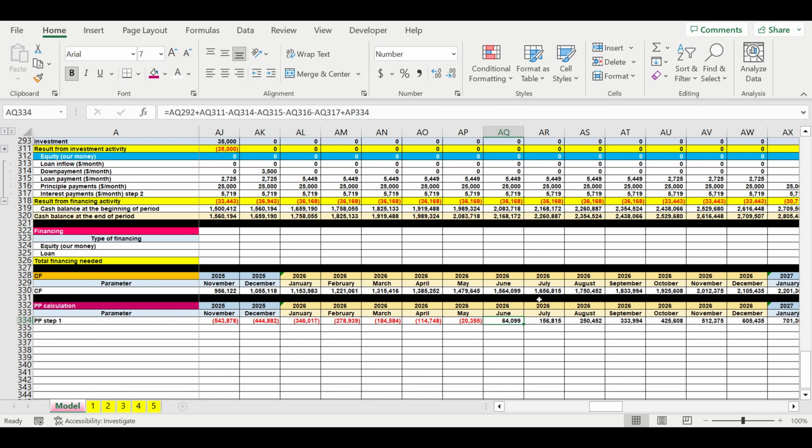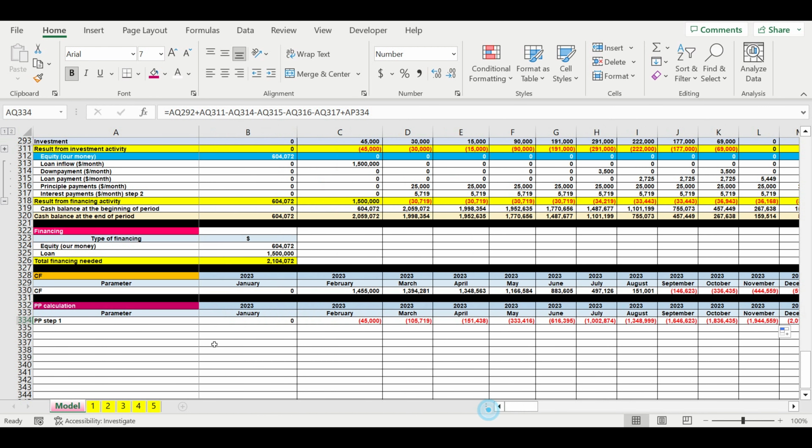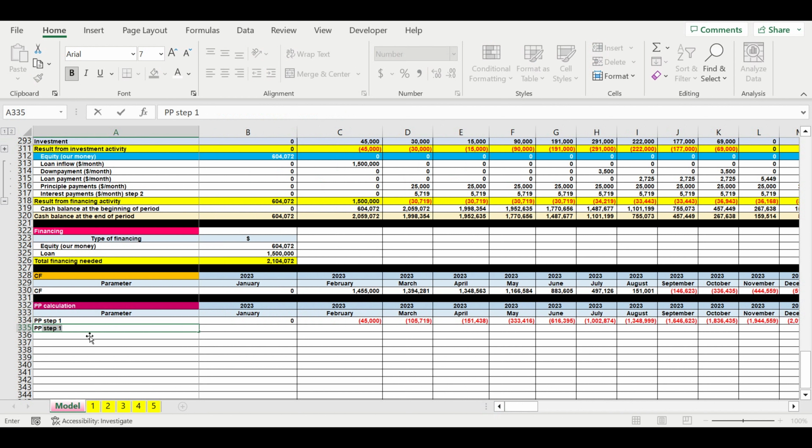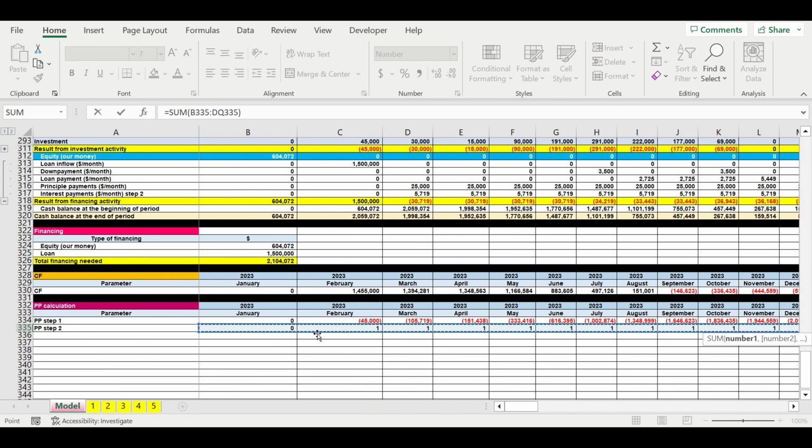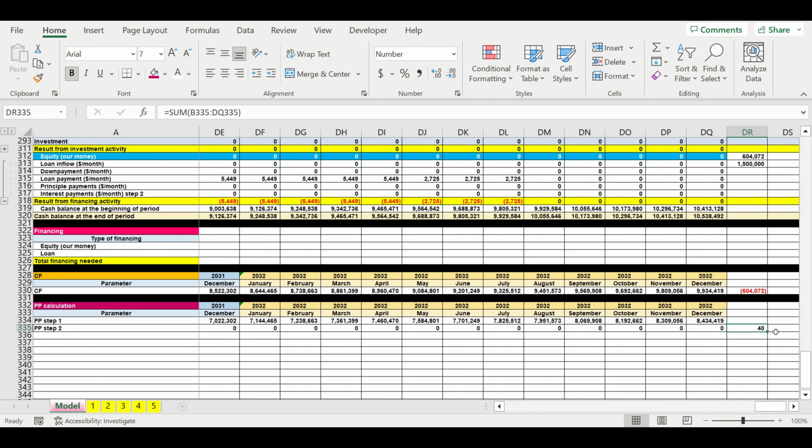And we can also calculate payback period step 2, the number of months for the payback period. If this value is less than 0, we will put 1, otherwise 0. Now let's extrapolate this formula. Now let's create totals for this line. And now we know that the simple payback period for our business idea is 40 months.